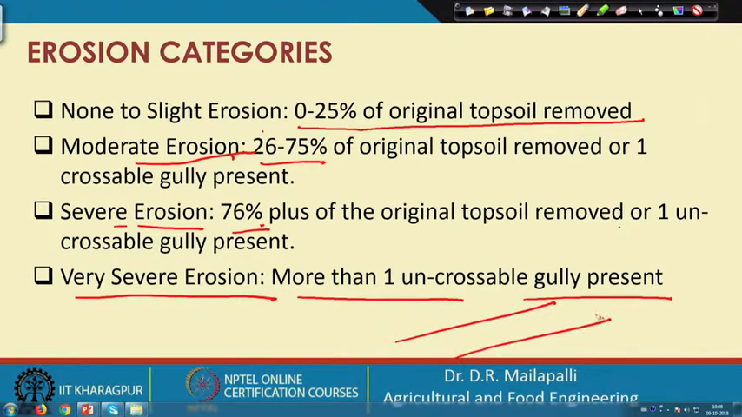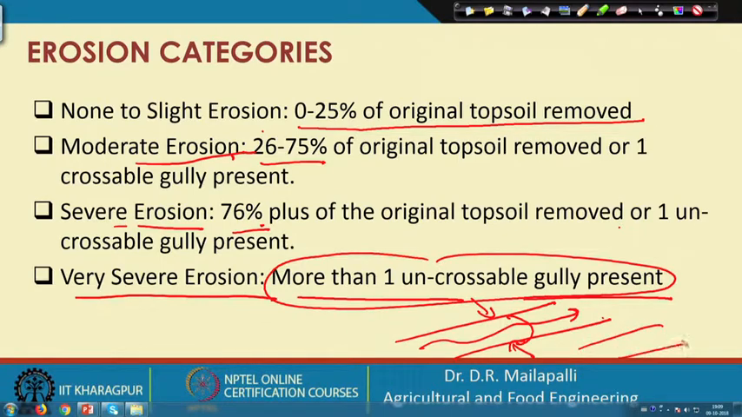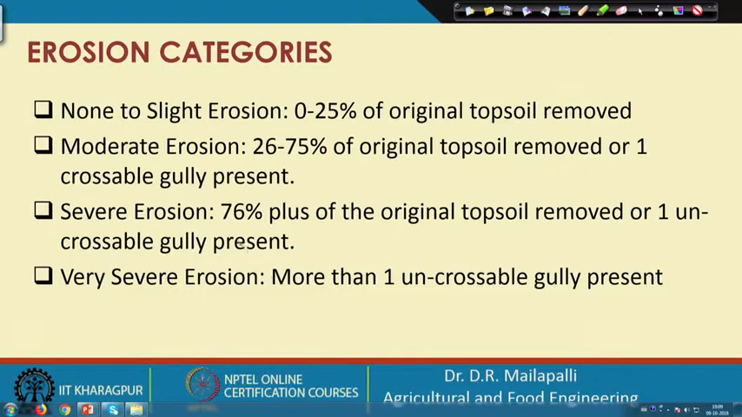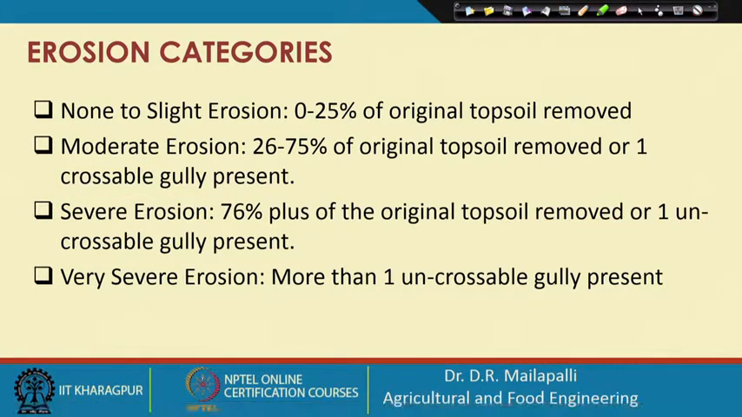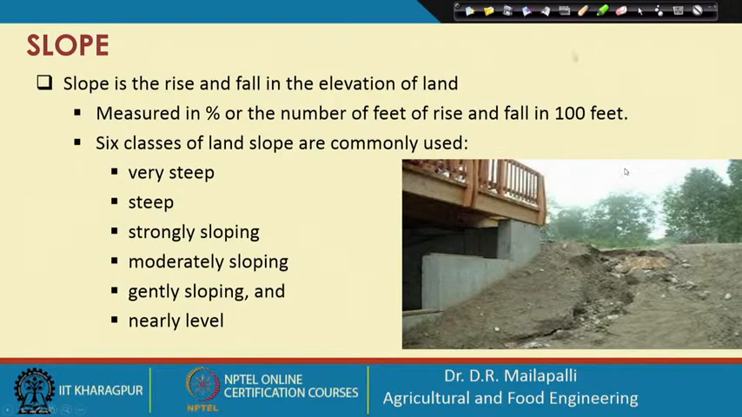Suppose there is a gully here, so that means one gully. This is difficult to cross, right. So, if it is more than one uncrossable gully present, more than one gully, then it is a very severe erosion. If it is 76% of the original topsoil removed or one uncrossable gully present, then it is a severe erosion. Okay. So, like that we can describe the erosion into different classes.